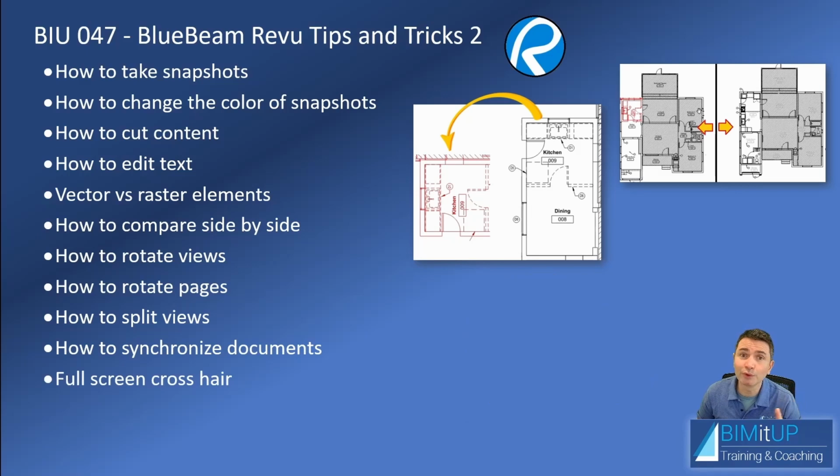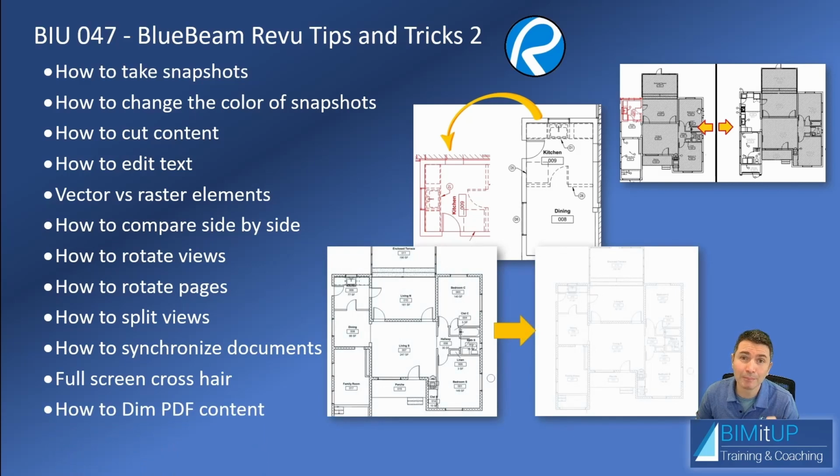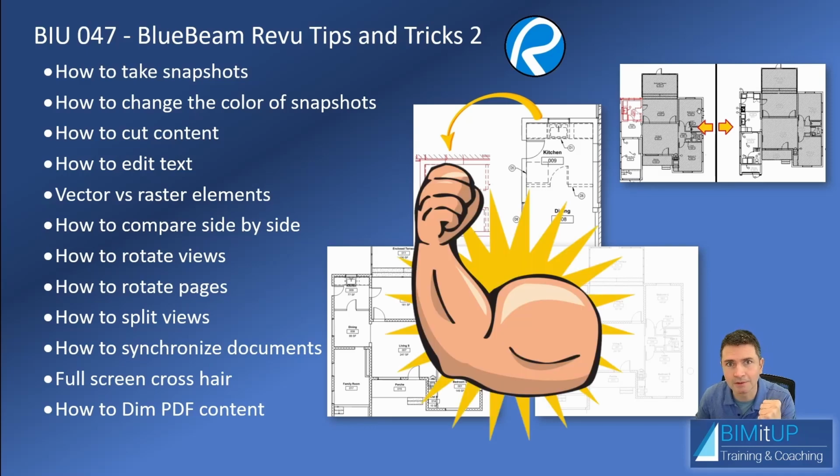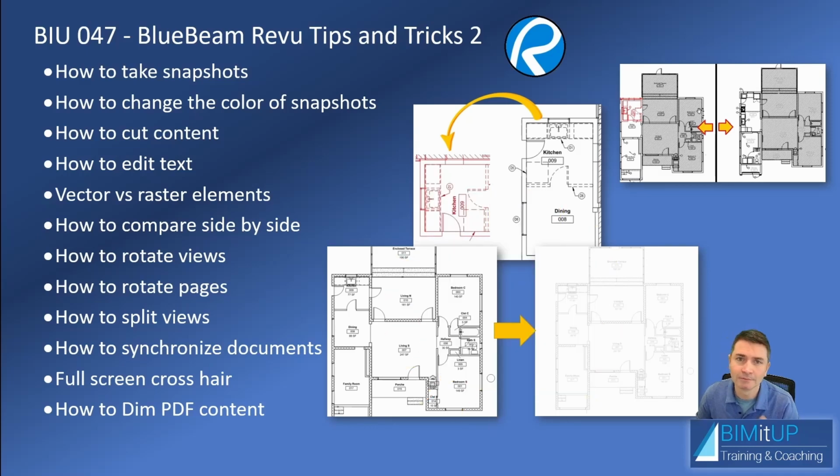I'm gonna show you full screen crosshair. Sometimes people like that, like in AutoCAD, I like it. I'm gonna show you how to dim your PDF content. So let's say you have a PDF and it's really dark. I'm going to show you how you can lighten it down a little bit, tone it down, and then you can do some annotations on top, and your annotations pop up. They assert dominance on top of the PDF. You get it. And then we talk a little bit about line weights.